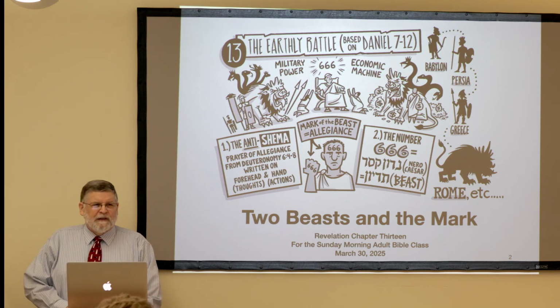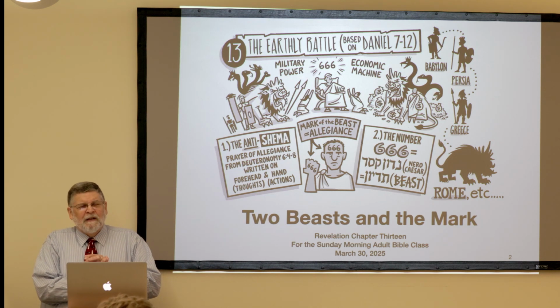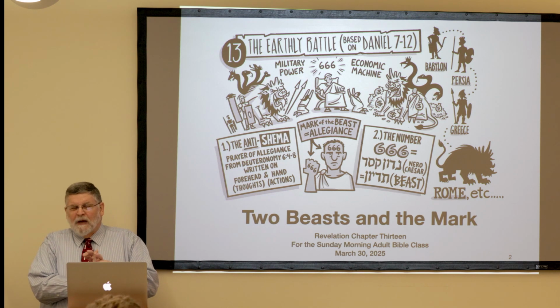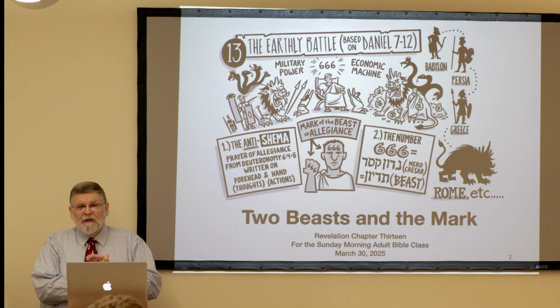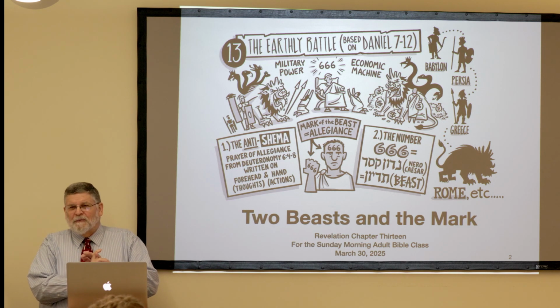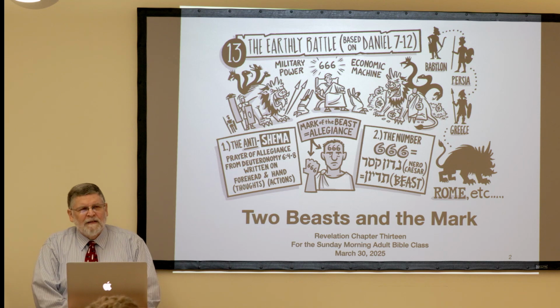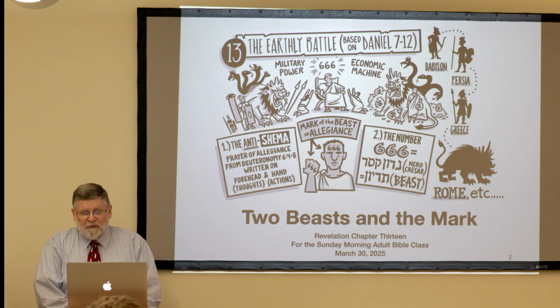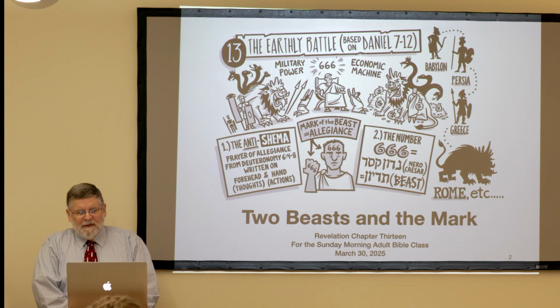So today's unit on chapter 13, I entitled it Two Beasts and the Mark. We're going to look at beast number 1, which is the political beast, and it's also the beast from the water. Beast number 2, which is the beast from the earth, and which is the religious beast. And then the one you probably all like is the mark of the beast.